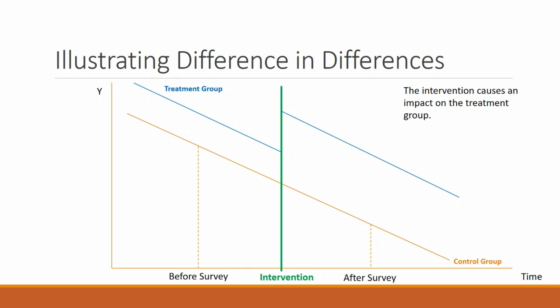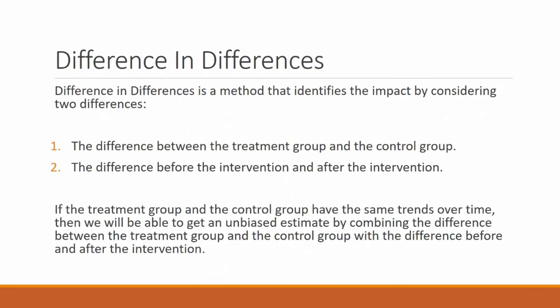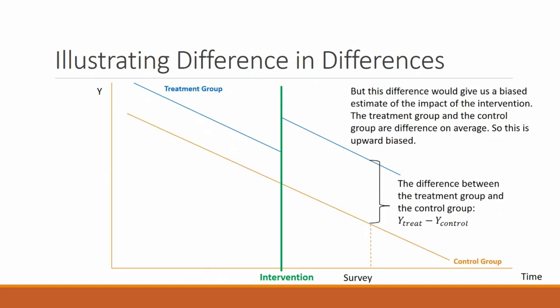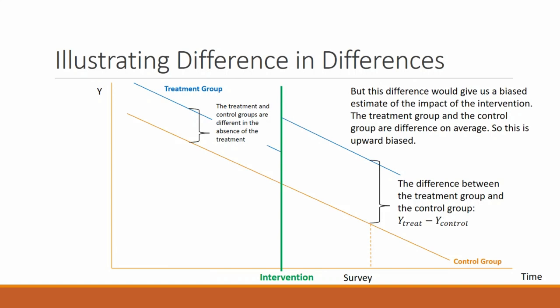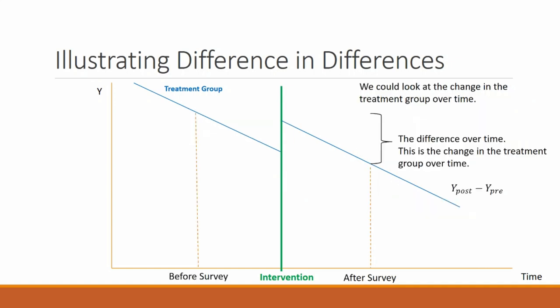Let's make that clear. What we're going to do with difference in differences is combine the two differences that I just discussed. I discussed the difference between the treatment group and the control group, and I said that on its own, it would give us a biased result. And then I also showed you the difference over time, and I said that on its own, it would give us a biased result. So we have two differences, the difference between the treatment group and the control group, which on its own is not enough, and the difference over time, which on its own is not enough.